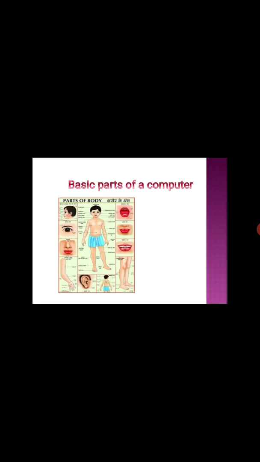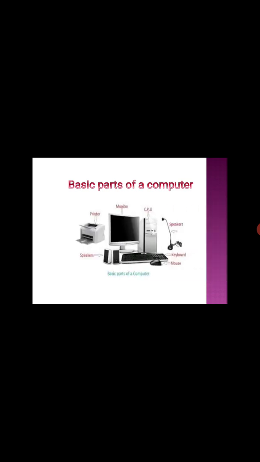Can we see with our ears? Can we smell with our eyes? Can we hear with our mouth? No, because the functions of the body parts are different from one another. Similarly, a computer has its own parts and these parts are different from one another. Some of the basic parts of a computer are monitor, CPU, keyboard, mouse, speakers, and printers. These are the basic parts.